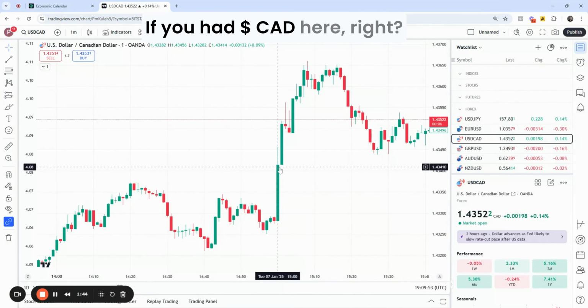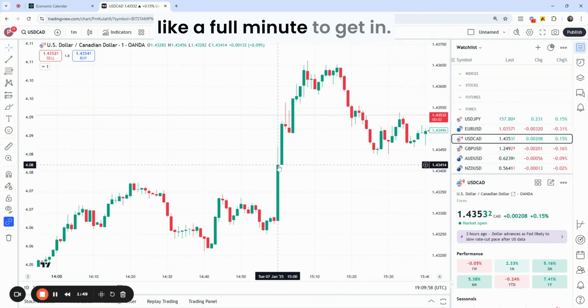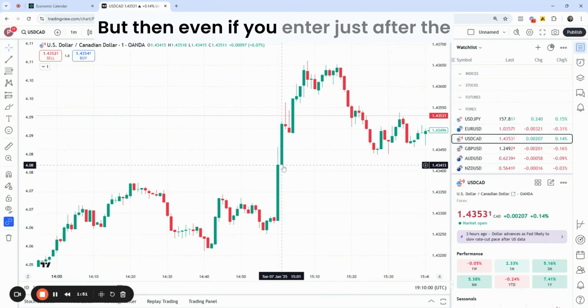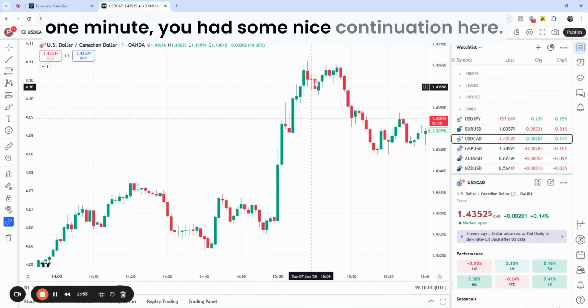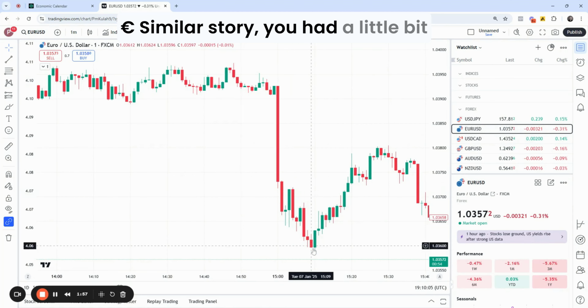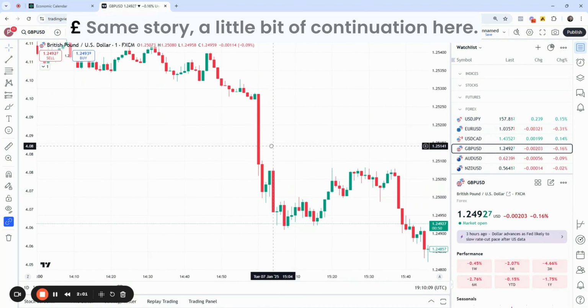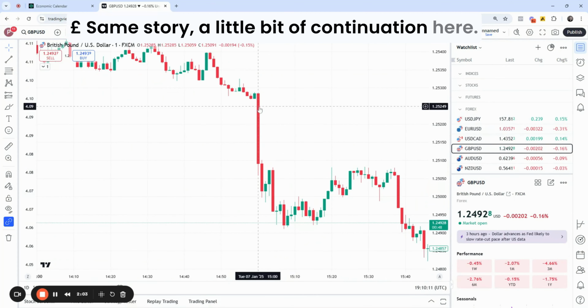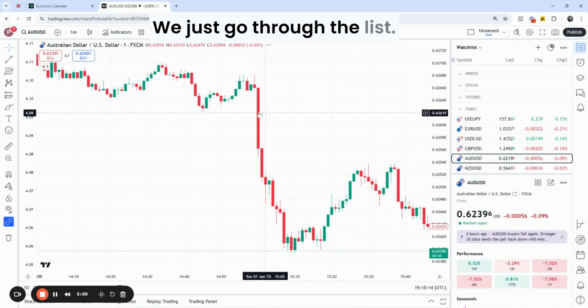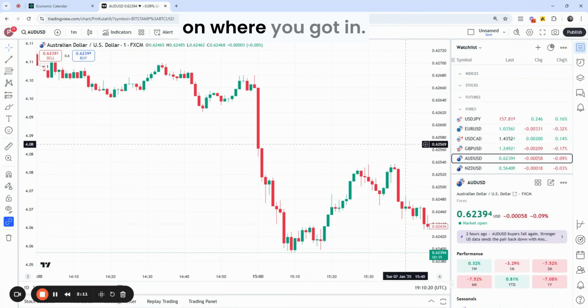If you had dollar CAD here, right here is the release. Well, first of all, you had like a full minute to get in, but then even if you enter just after the 1 minute, you had some nice continuation here. Euro dollar, similar story. You had a little bit of continuation depending on where you got in. Pound dollar, same story, a little bit of continuation here. We just go through the list. Here's Aussie dollar, 1500. There's your continuation, depending on where you got in.